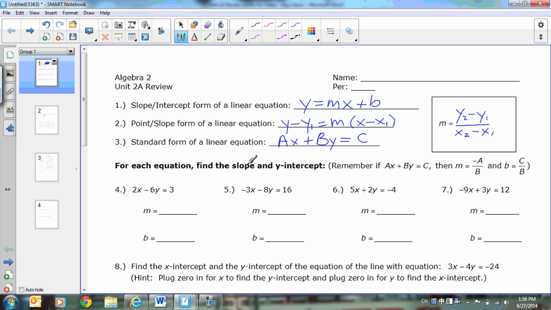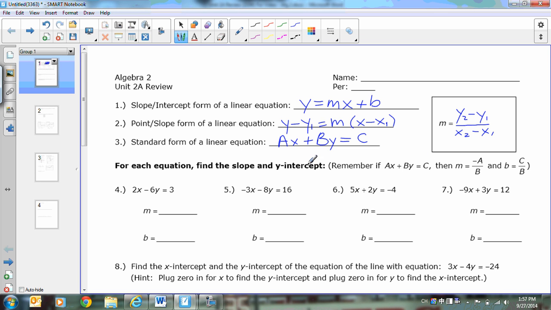For each equation, we're going to find the slope and y-intercept of linear equations that are written in standard form. So just a reminder, if you have an equation written in ax plus by equals c form, that's called standard form of a linear equation. You can quickly find the slope by taking the opposite of a and dividing it by b, and you can find the y-intercept by taking c and dividing it by b. Now, where do you find capital A, B, and C? Well, A will be the coefficient of your x term, B will be the coefficient of your y term, and C will be your constant term.